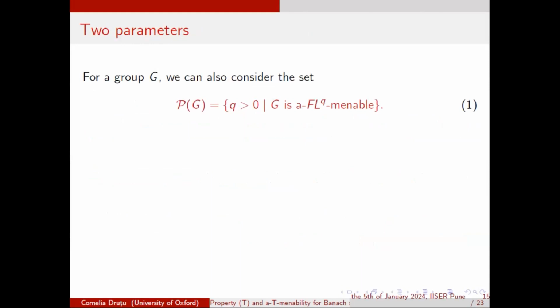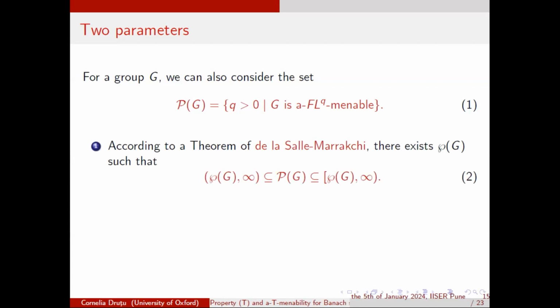Right. Well, before proceeding, we should also look at the other extreme, the proper actions on LP spaces, and say the strength of that property. And this one can be measured, of course, by looking at all the parameters such that G acts properly on LP spaces. For such a set, less is known. For instance, it is not known if it is open or closed, but as a consequence of the same theorem of de la Salle and Maragchi, it is known that it is an interval. But it's either open or closed.